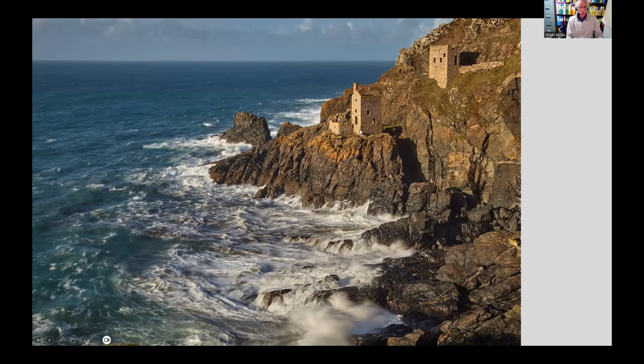Slow shutter speed, just to blur out the water as well, combined with that gives us together a nice, strong atmospheric image. This, by the way, is taken at a place called Botallack, which you've probably seen pictures of many times before. It's a very well-known scene on the west coast of Cornwall.